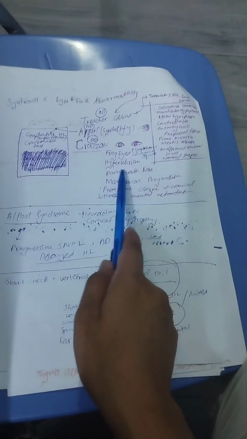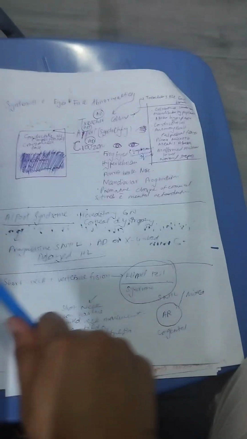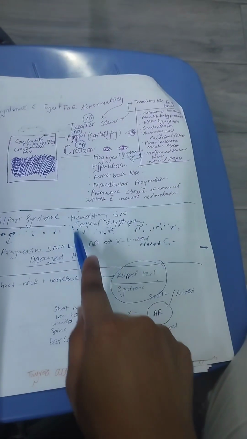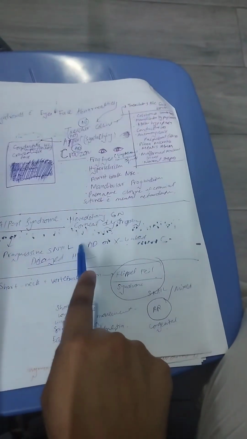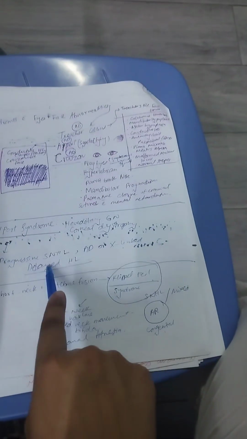Now for and it is going to cause what? Conductive hearing loss. Now for the Alport syndrome, just remember CH, which is corneal dystrophy and hereditary glomerulonephritis. It is going to cause progressive sensorineural hearing loss, autosomal dominant or X-linked, and delayed hearing loss.